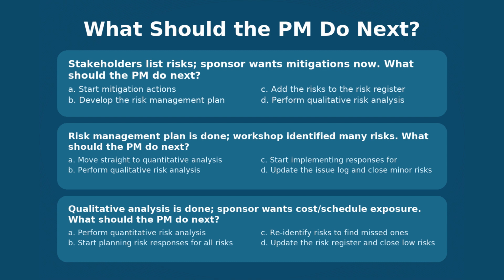Other options are traps. Plan and assign response to all risk: planning response comes after quantitative, especially on large or complex projects. Re-identify risk: not the next logical step, nothing in the question says the list is incomplete. Update and close low risk: administrative, not the next PMI step. If management is asking "how much," go quantitative. If management is asking "what should we fix first," that is qualitative.